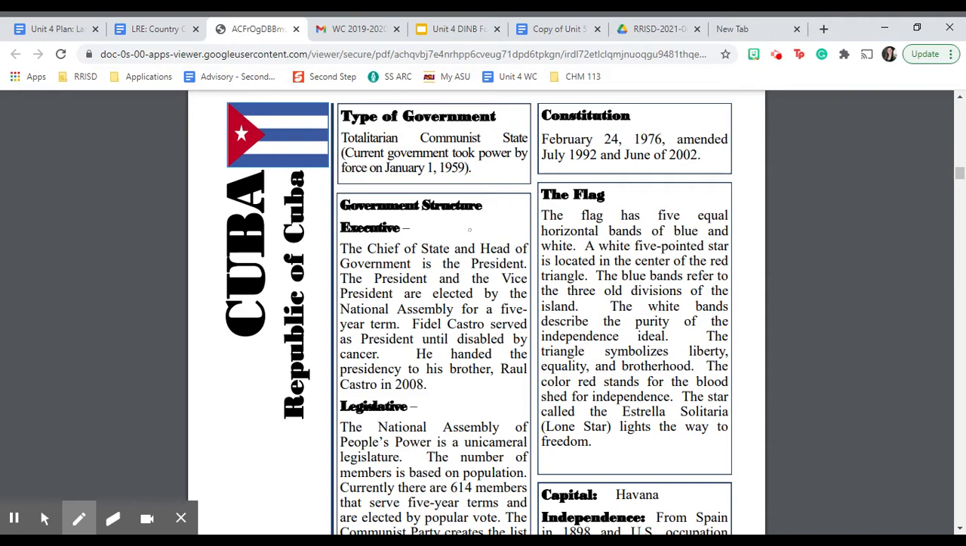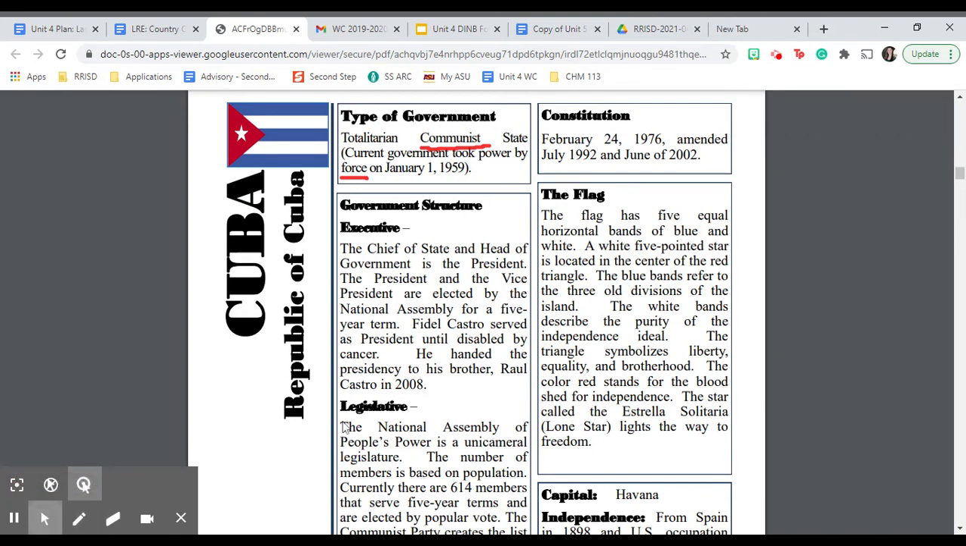So in Cuba, their type of government is a communist state. Okay, what we know about communism, remember, the government has complete control over the economy and they can pretty much do whatever they want to do. The current government did take power by force on January 1st, 1959. So they did take the country by force.